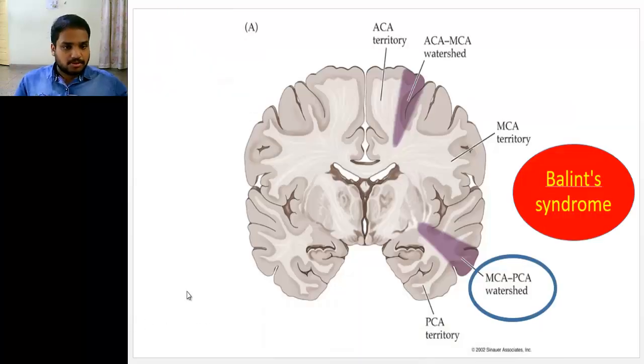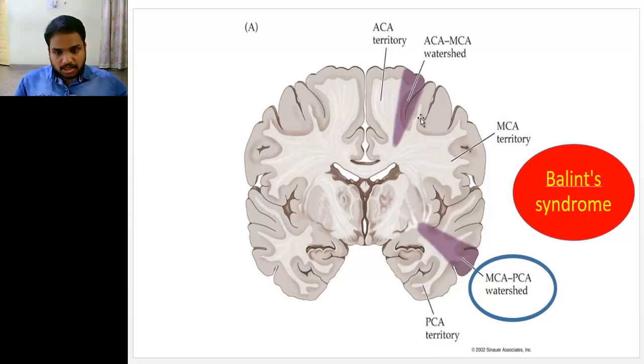Now there is another important syndrome that is called Balint syndrome. How does Balint syndrome occur? It occurs due to bilateral visual association area lesions. If there is a bilateral visual association area lesion, this would result in Balint syndrome. So it is due to infarction of the watershed areas.